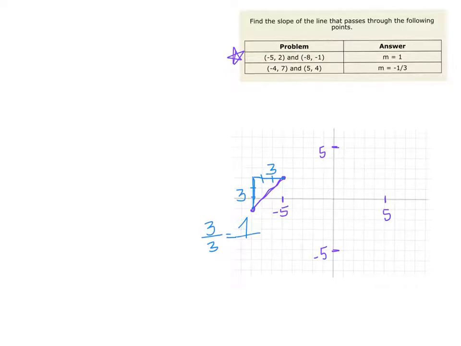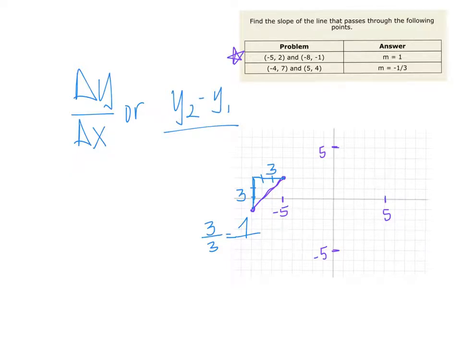Another way to look at this is to do our change in y over the change in x. Or another way, a formulaic way that we write that is y2 minus y1 over x2 minus x1. And looking at that, I subtract my y values: -1 minus 2 over -8 minus -5.